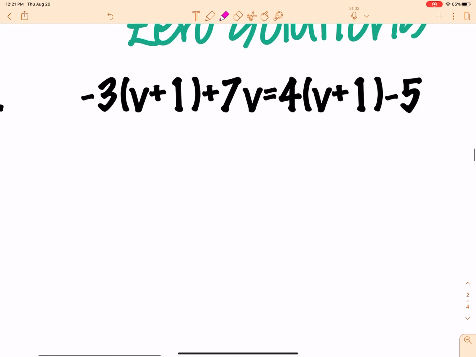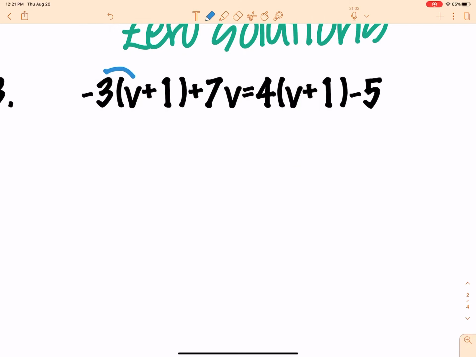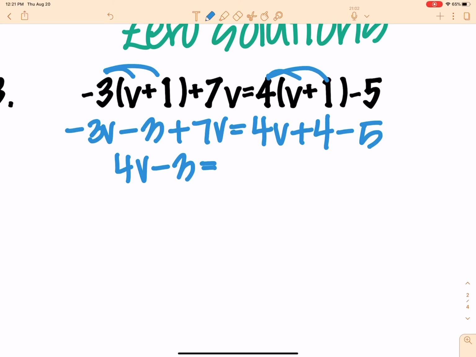Okay, number 3. So let's distribute this. So you get -3v minus 3 plus 7v equals 4v plus 4 minus 5. Let's combine like terms on either side. So I'm going to get 4v minus 3. I'm going to get 4v minus 1.